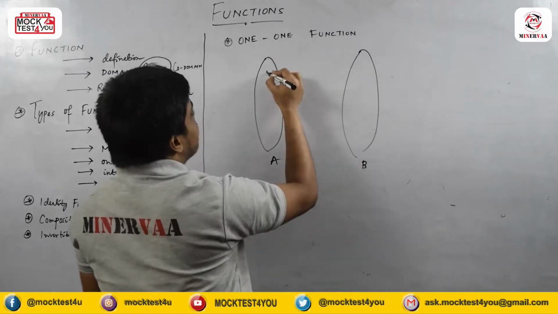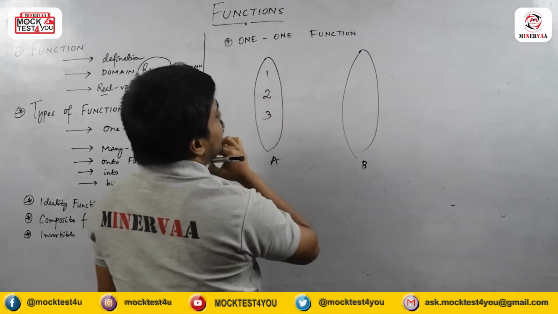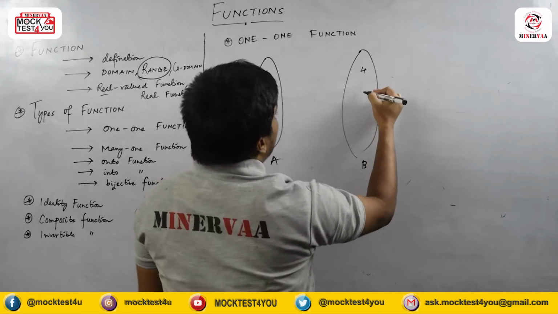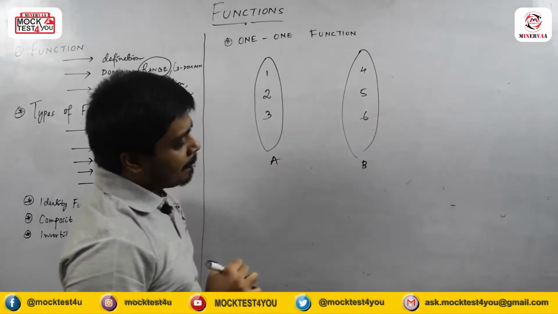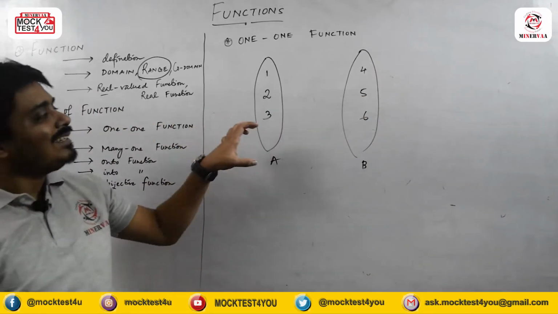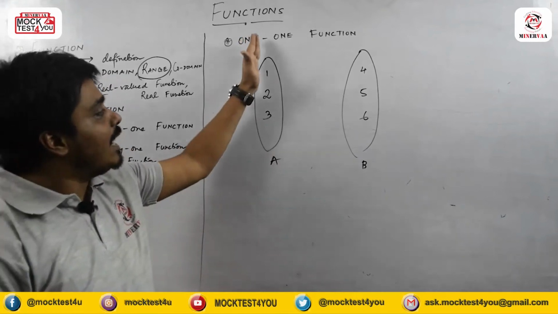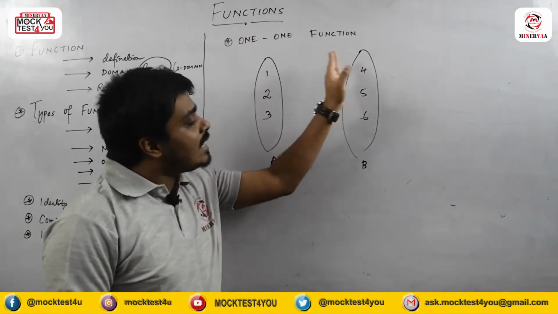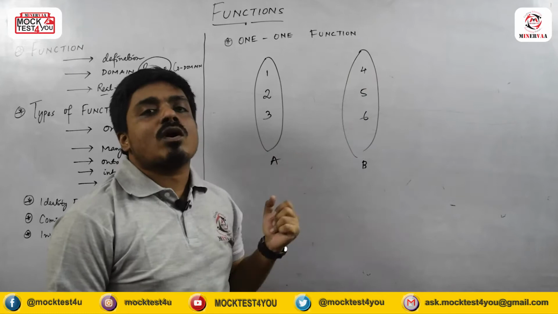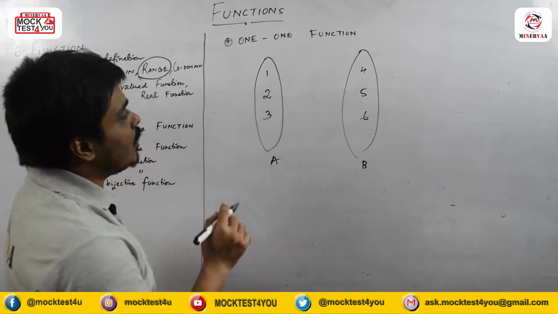And the elements of set A are 1, 2 and 3. The elements of set B are 4, 5, 6. So what kind of mapping of the elements in A to the elements in B makes it a one-one function? Let's look very carefully.